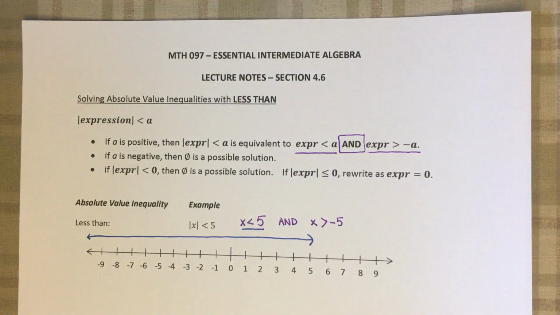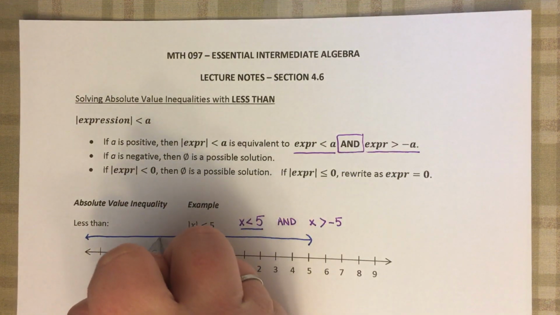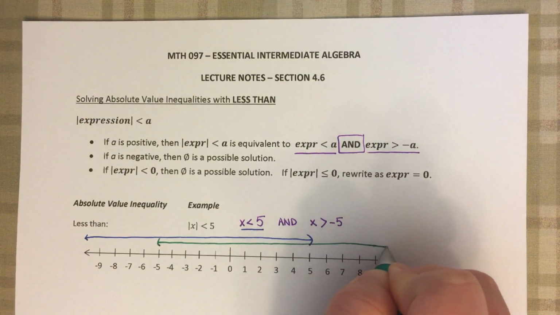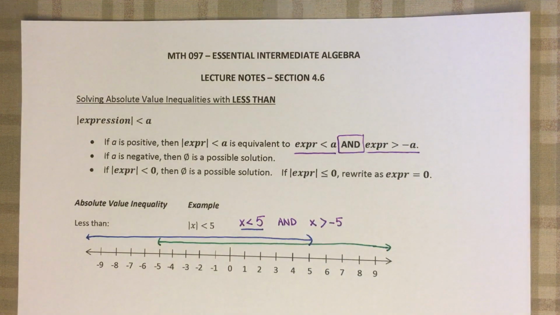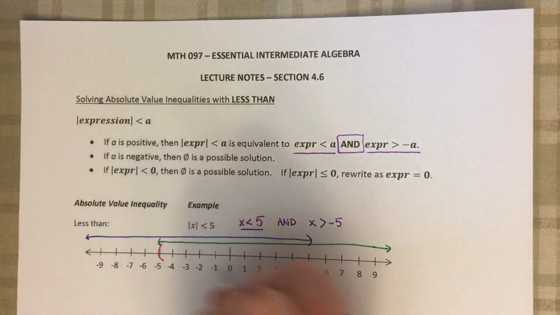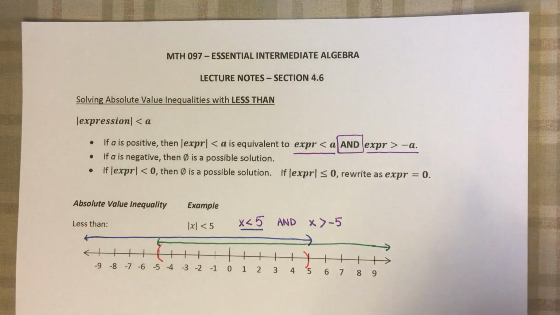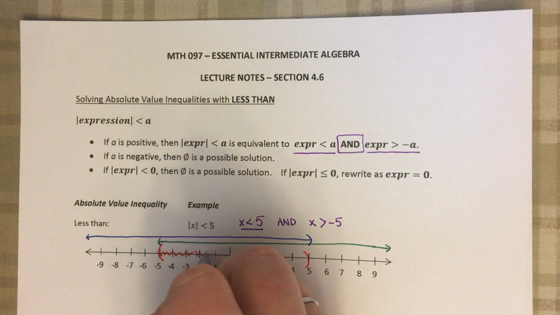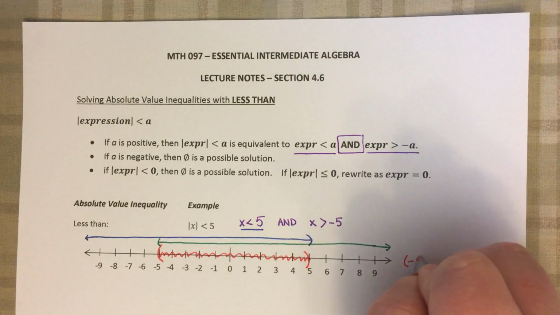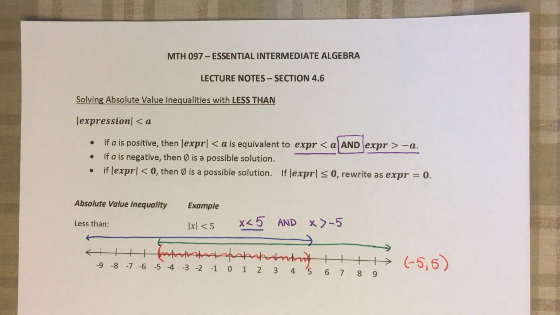Thinking about what we did in the previous examples, x is less than 5 means that we have an area shaded to the left of 5. x is greater than negative 5 means we start at negative 5 and we go towards the positive direction. And if we look at the word and, it is where they overlap. So we just want this negative 5 to positive 5. So we shade our final answer in on our number line, and we write our answer in interval notation.